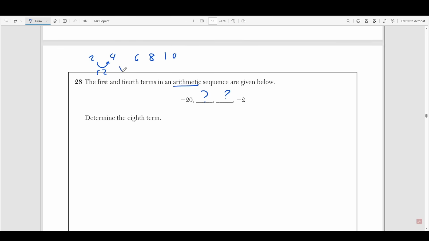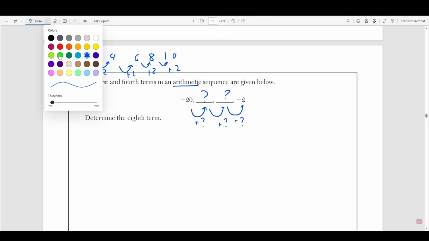So 2 plus 2 is 4, 4 plus 2 is 6, 6 plus 2 is 8, 8 plus 2 is 10. Notice here that the amount that you're increasing by doesn't change, and that's what makes an arithmetic sequence an arithmetic sequence. You're increasing by the same amount. So in this case, to get from negative 20 to this mystery number, I increased by an unknown amount. Then to get from this mystery number to the other mystery number, I increased by another mystery amount. And then to get from this mystery number to negative 2, I also increased by an amount.